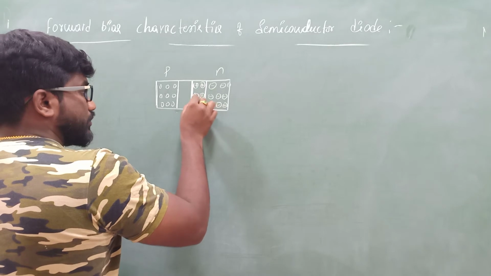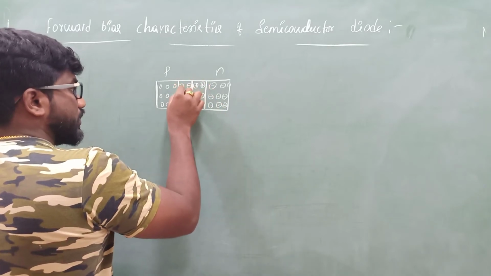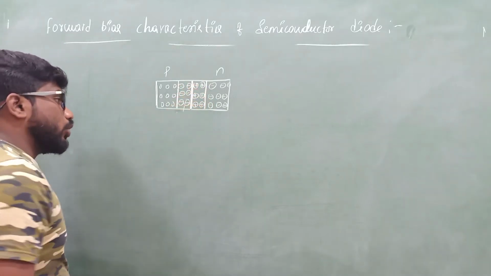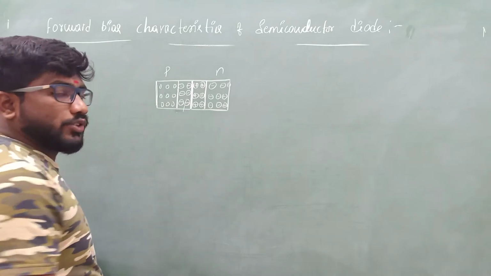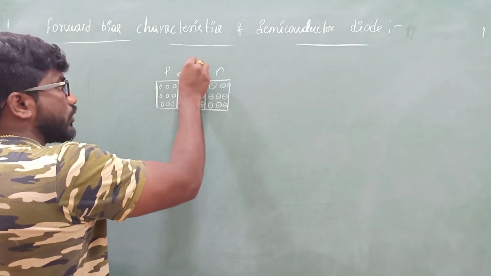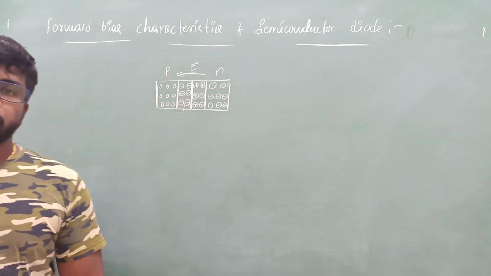These things we already studied in the previous case. Electrons will come and settle here. So these are negative immovable ions, and these are positive immovable ions. Now what happens? An electric field is created across this junction. These are the things we studied in the previous case.